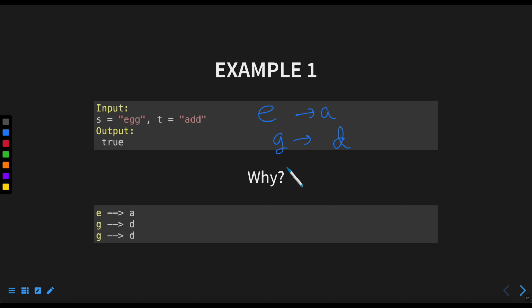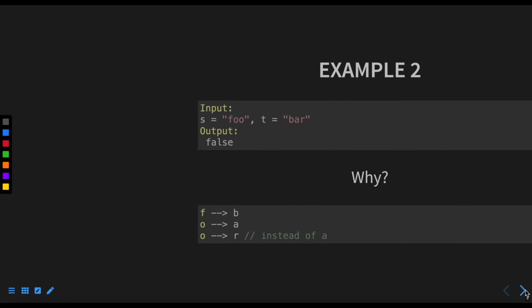Now again we get g, and this time we check if g is present in the map. Yes, we have these two characters already, so g will be present. We will get the value for g, and that is d, and that should map to d in t, which is matching. So in this case, yes, this string is isomorphic.